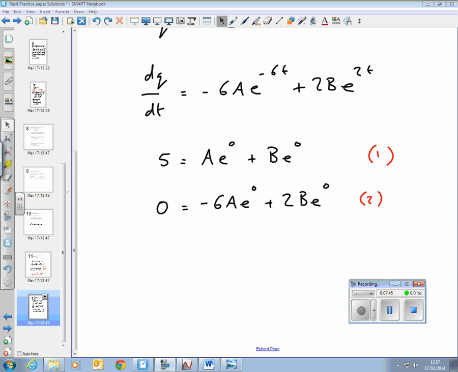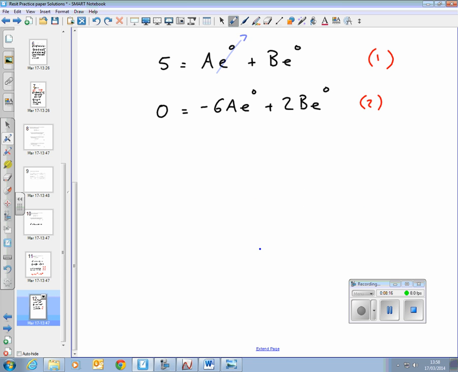When q equals 5, t equals 0, so minus 6 times 0 is still 0, so the power of e is 0, and the second one, the differential, is 0, and so 0 equals minus 6A e to 0 plus 2B e to 0, again when t equals 0. But anything to the power 0 is 1, so all of these come down to 1. So we can actually simplify this an awful lot, and we get 5 equals A plus B, and 0 equals minus 6A plus 2B.